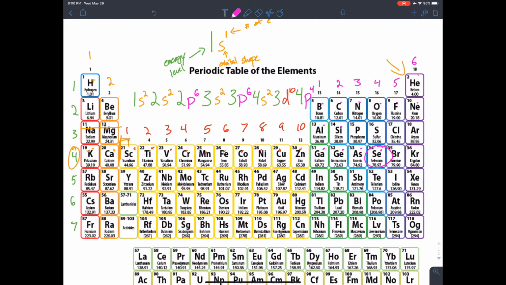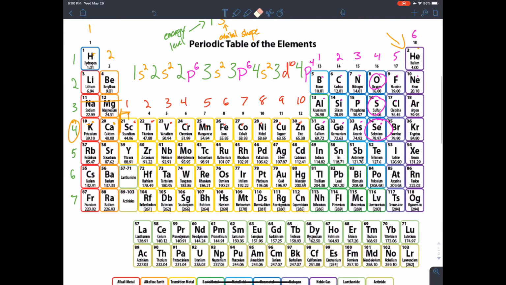So you'll notice anything in its same group is going to have the same final letter and number. What's going to change is the energy level. So the final thing for selenium is 4p4. For sulfur, it'd be 3p4, and for oxygen, it'd be 2p4. All right. So that's how we do it. We read like a book. We go from top left across and down, and we write it all out.